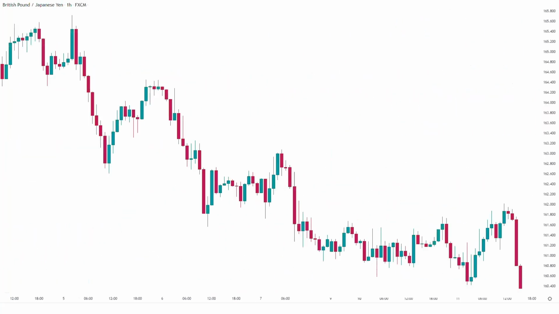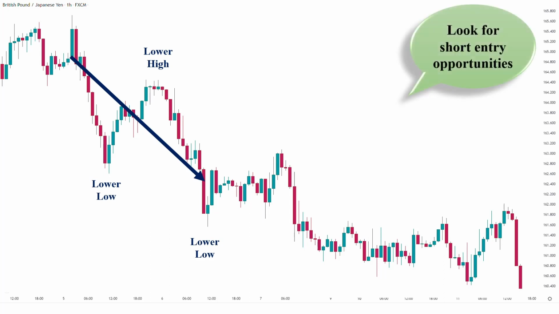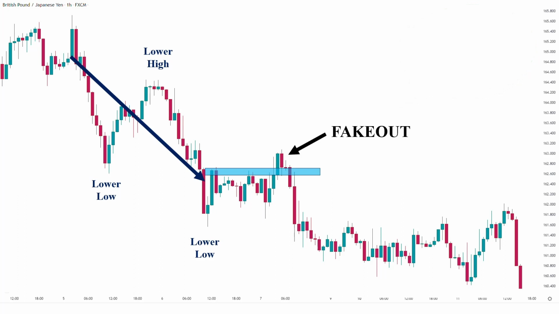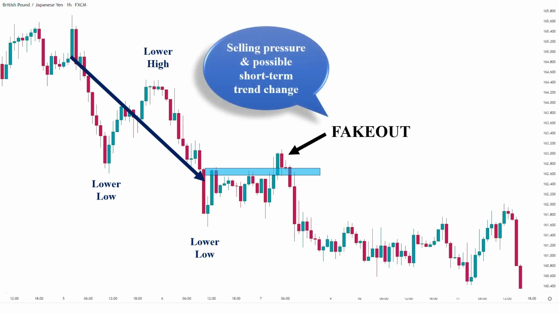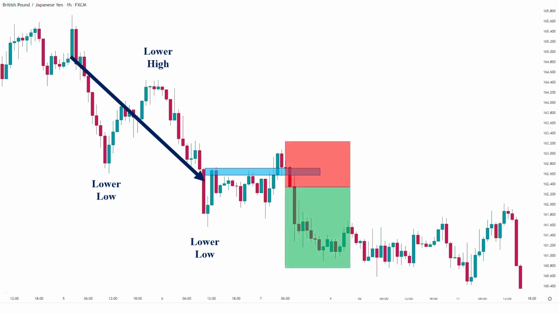Now, let's see another example in a bearish scenario. So here we have an obvious downtrend with a series of lower lows and lower highs. So we have a bearish overall bias and we will look for short entry opportunities. And then we can see that once again the market made a fake out by breaking this consolidation area to the upside and returning to it right after, which indicates selling pressure and can signal a possible reversal for the short-term uptrend. So here we will place a short entry after the close of the candle, with our stop loss above the swing high.